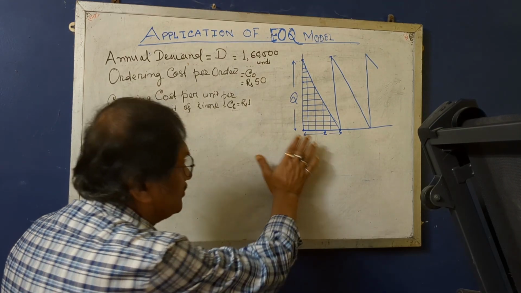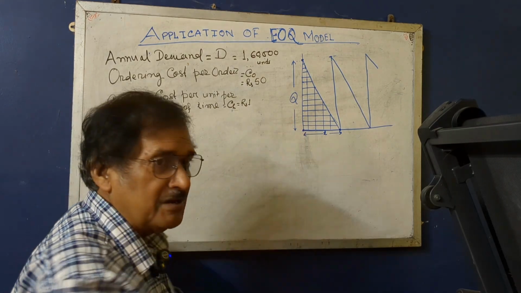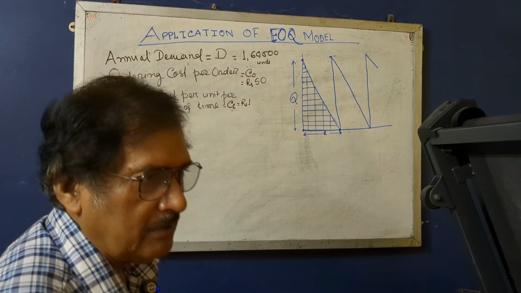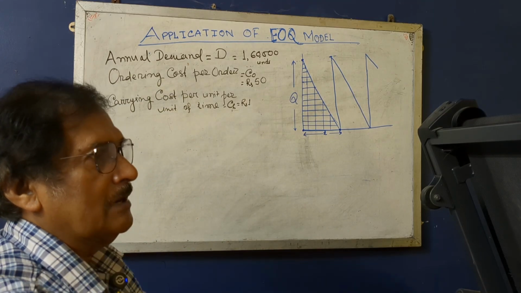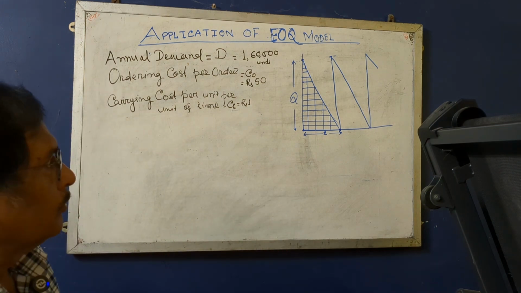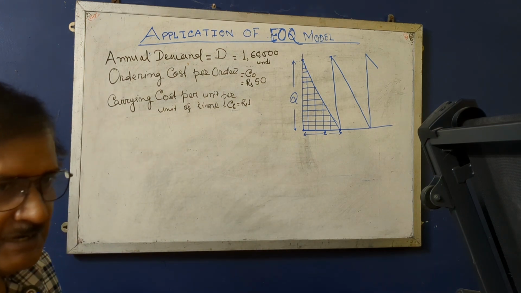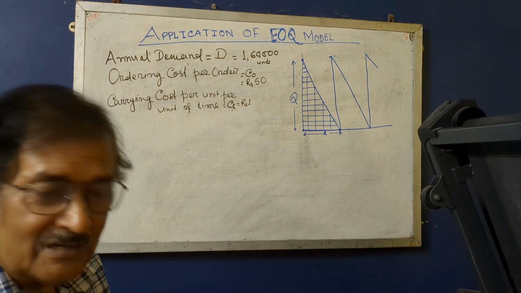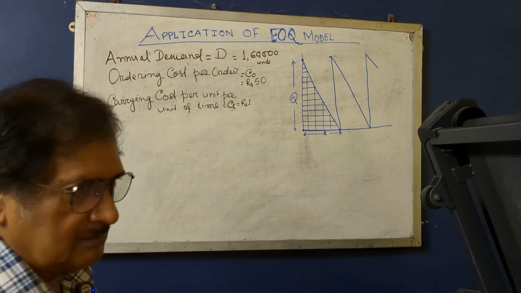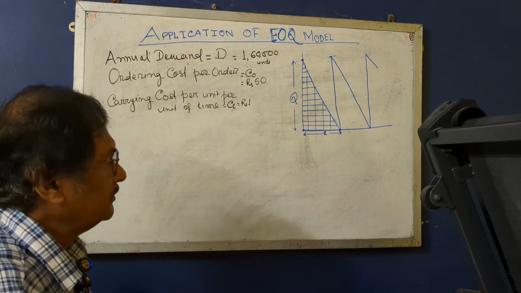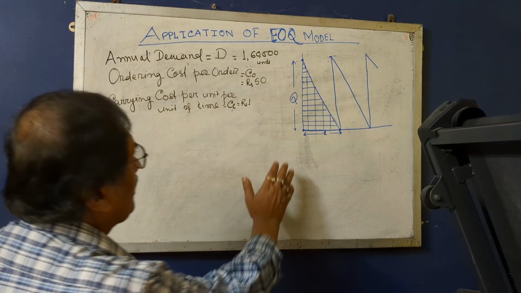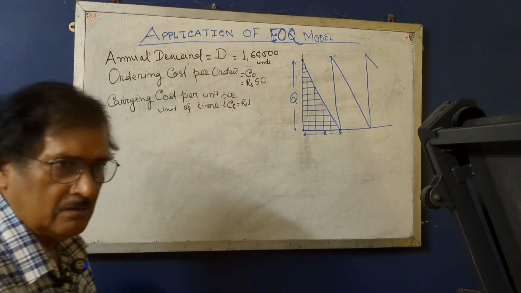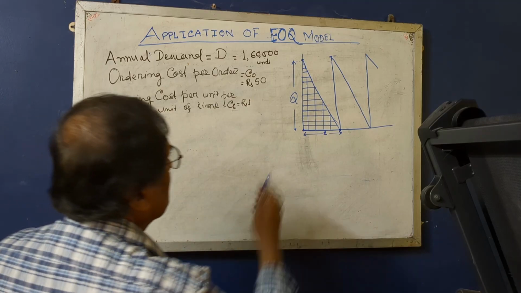And another basic assumption of the model is the replacement is instantaneous. Instantaneous means what? At the moment you are placing the order, the materials or inventory will be received in your godown. There is no time gap, no time delay. You can say, the technical term, the lead time is 0. So is it practical? It is practical, but it can be modified, which I am not going to discuss here. So replacement or receiving the material is instantaneous, and that's why you see this is the model.